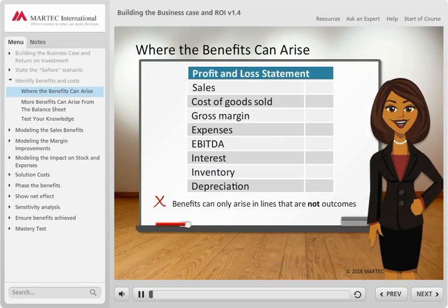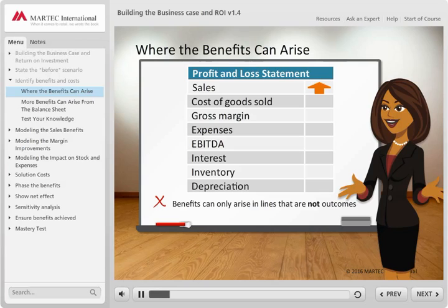A simple way to start formulating where the benefits of a project will occur is to review each line in the profit and loss statement in turn. Let's start with sales. Will the proposed solution increase sales? Many do, but not all of them. Will the solution reduce the cost of goods sold? Perhaps through smarter buying, sourcing changes, reductions in shrinkage, and so on.